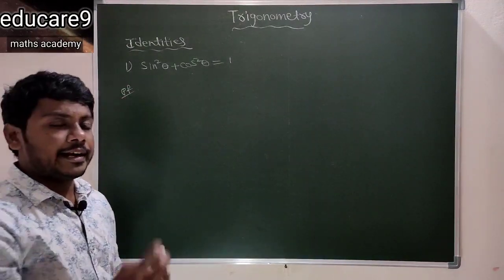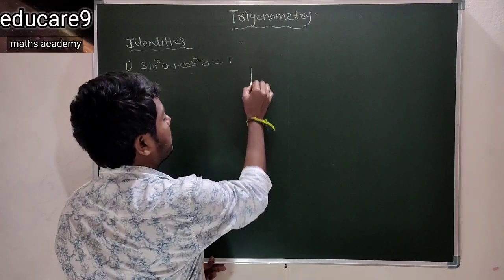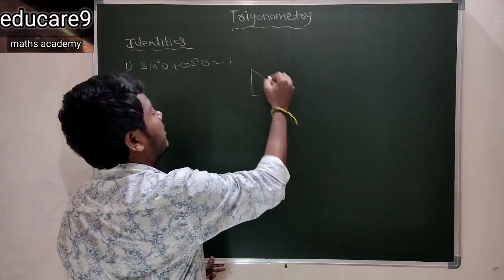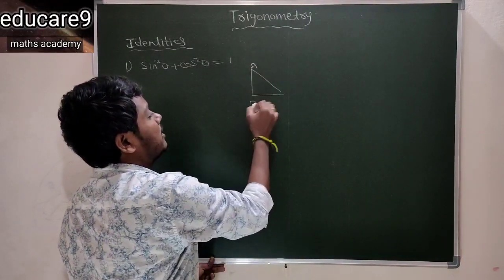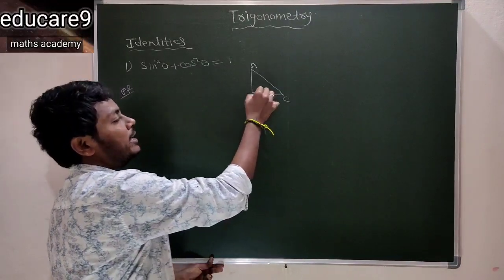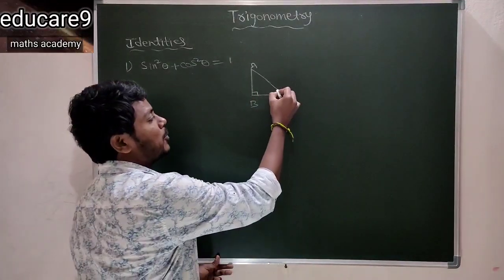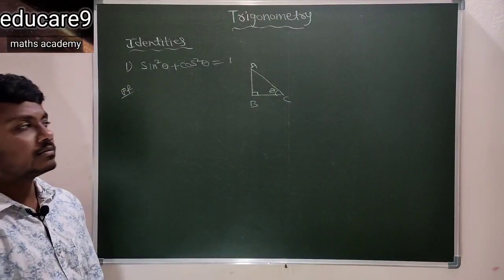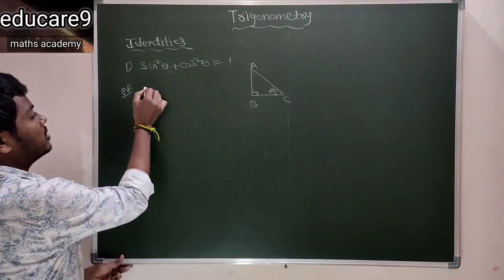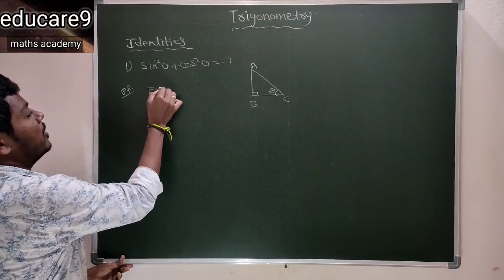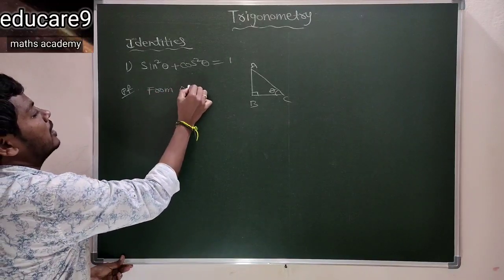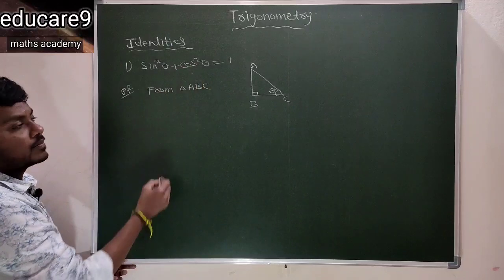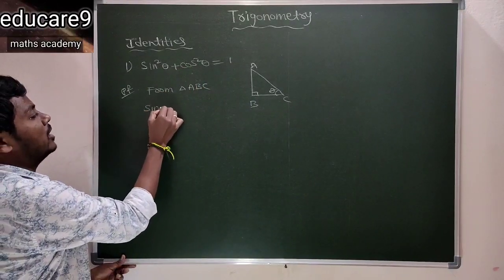So here consider the right angle triangle ABC. So this is the right angle triangle ABC. So right angle at B. And suppose the angle between AC and BC is theta. Okay. Now find sin theta. So from triangle ABC, what is sin theta value?